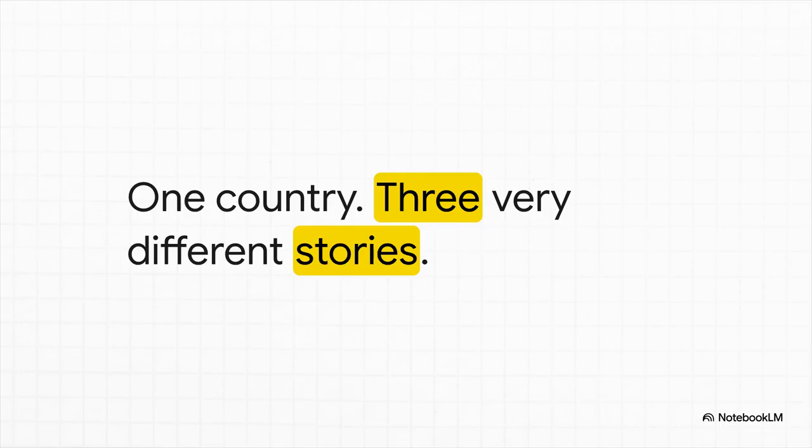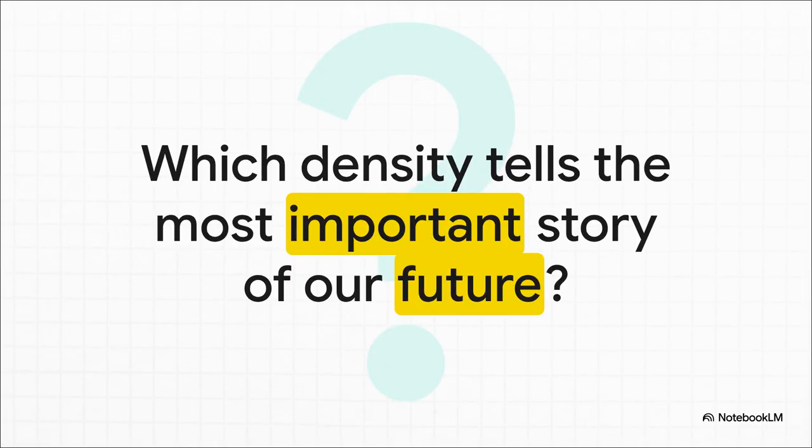So here's the real takeaway. We're looking at the same country, the same people, the same land. But just by changing how we measure density, we get three completely different and way richer stories about what's actually happening there. And that really leaves us with a final question to think about. As our global population keeps growing and resources like land and water get scarcer, which one of these densities do you think is going to tell the most important story about our future? Is it the simple average, or is it the one that shows us the true pressure on our ability to survive? Something to chew on.